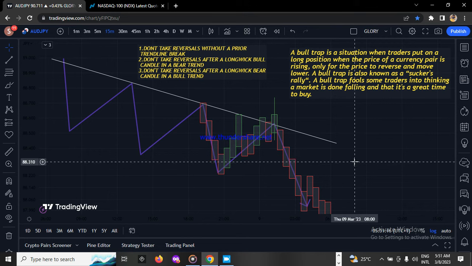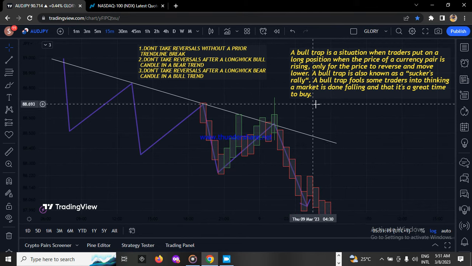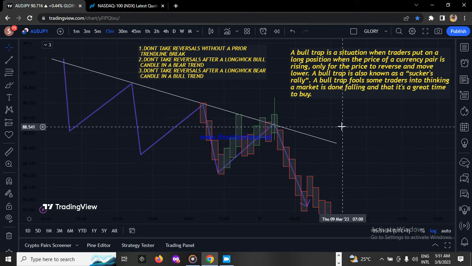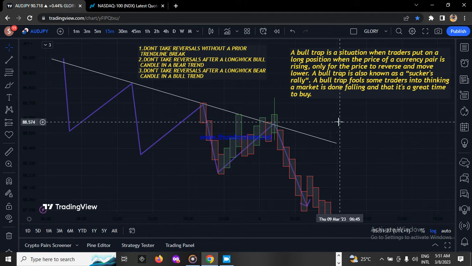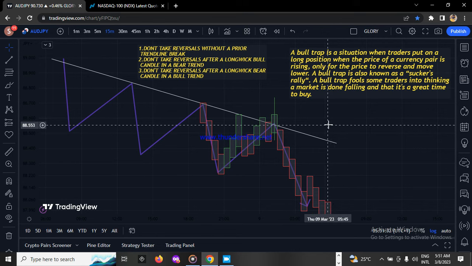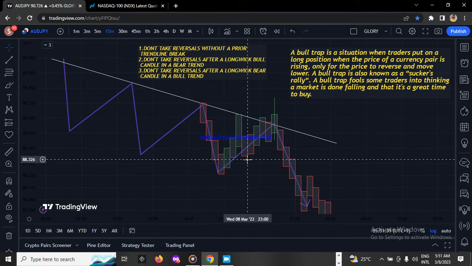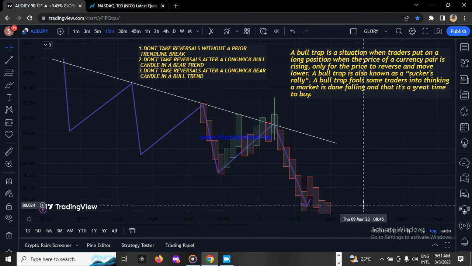So, knowing the rules, I will move you step by step on how to trade them: your entries, your stop losses, where to place them, and how to take your profits. When you see a long wick reversal bull candle in a bear trend without a prior trend line break, they are often traps, which are perfect with-trend short setups.